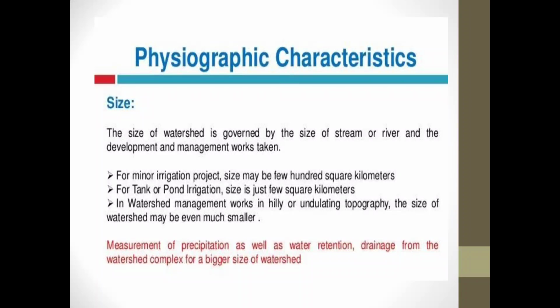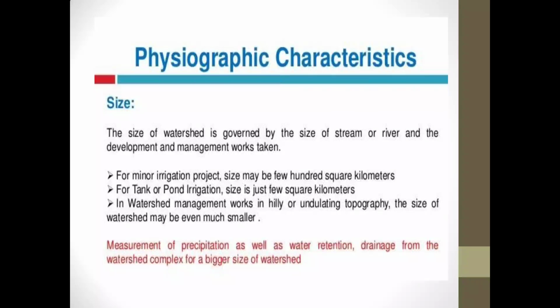Then the second one is the size. The size of a watershed is governed by the size of the stream or river and the development and management work taken up in that watershed management program. Basically the size of the watershed is affected by the size of the stream or the size of the river. For a minor irrigation project, the size may be a few hundred square kilometers.